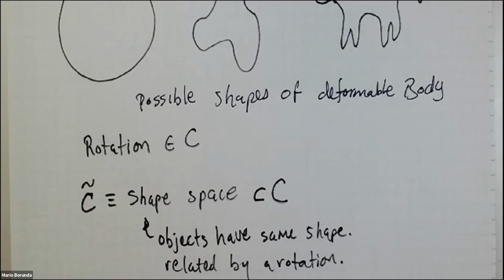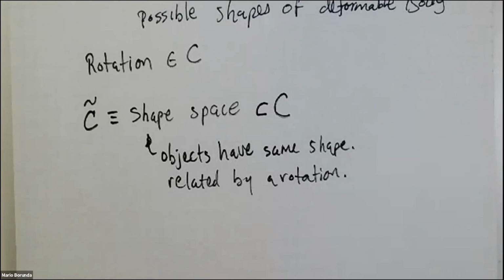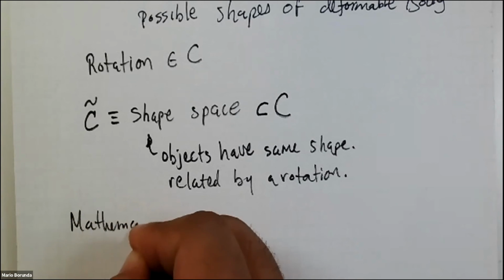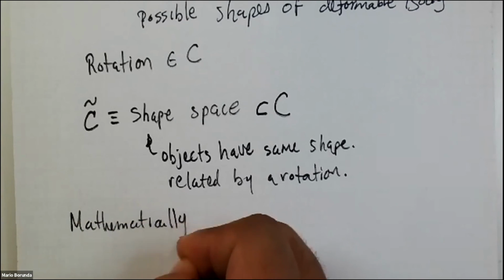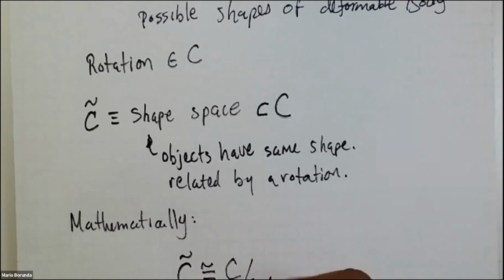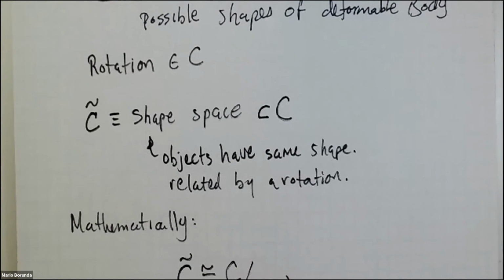Another way to consider this is that the way to mathematically define it, we would have that C tilde is equal to C divided by SO(3). Question so far?